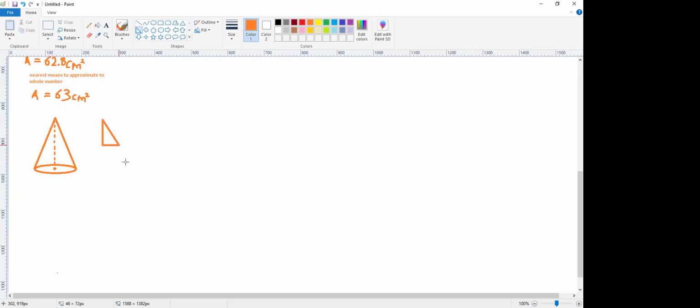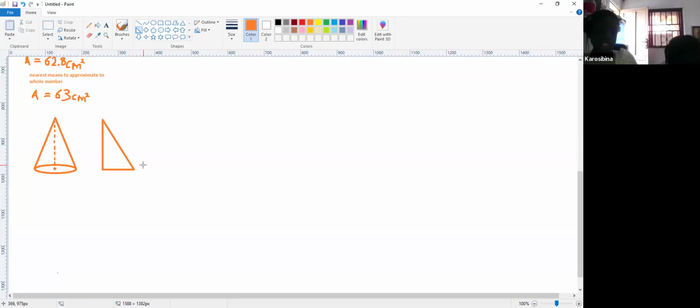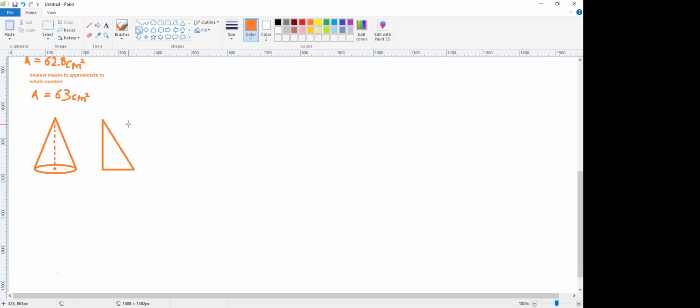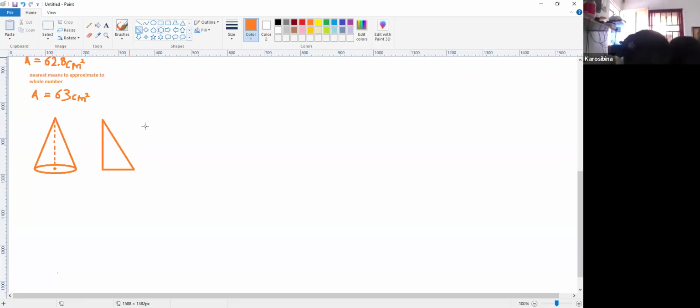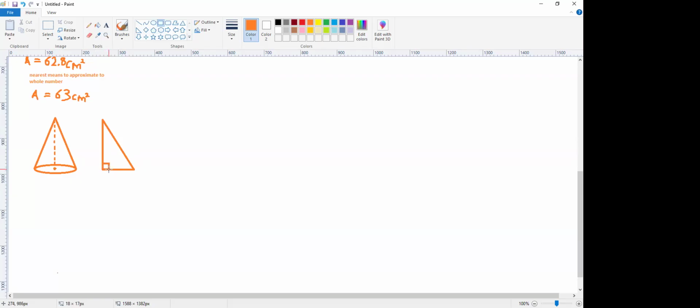Two equal halves of a cone. This is what you will see. Imagine you are looking at it from the side. You will see a right angle triangle. Do you know that? Yes. See, right angle and right angle.